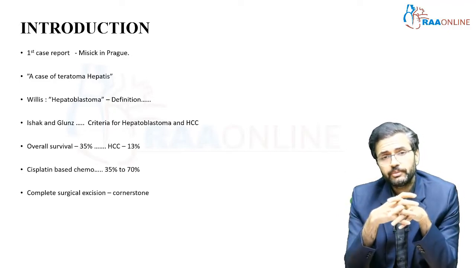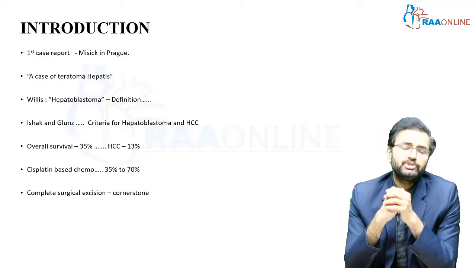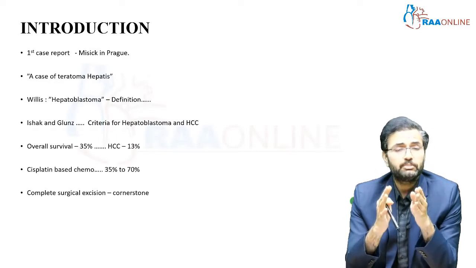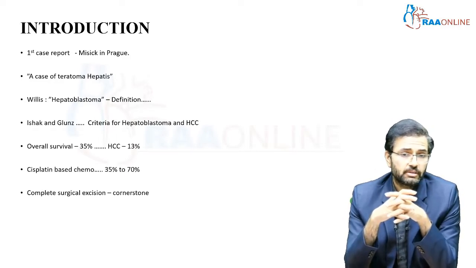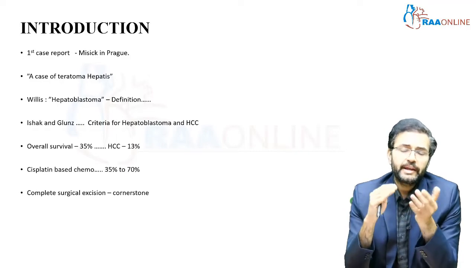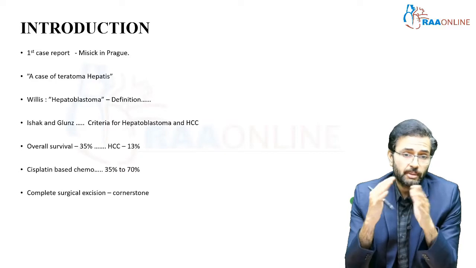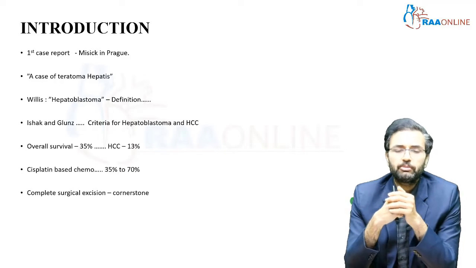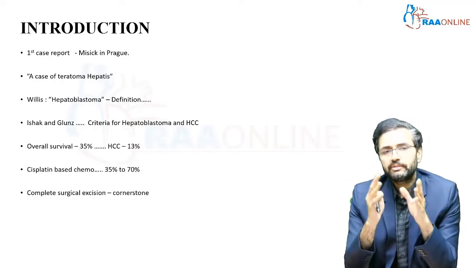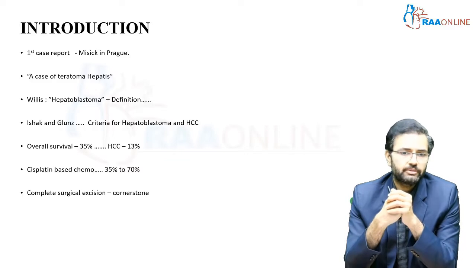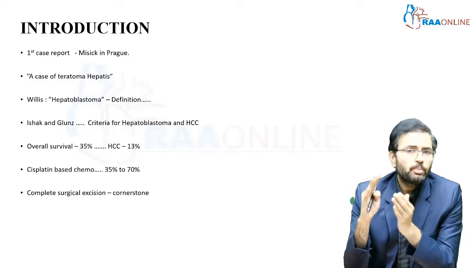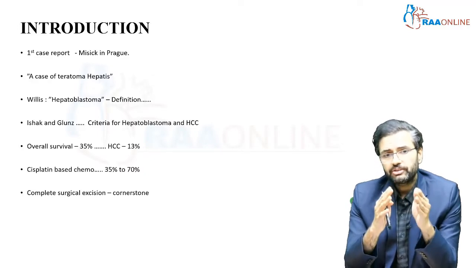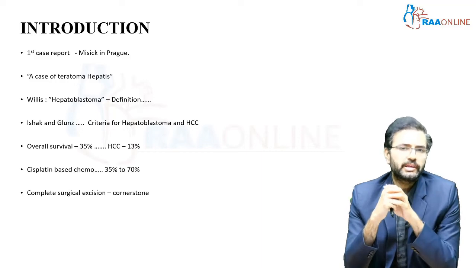What proved to be a game changer in the management of malignant liver tumors was the introduction of cisplatin-based chemotherapy way back in the 1980s. With the introduction of cisplatin-based chemotherapy, survival rate jumped from 35 to 70%. On refining the dosages of chemotherapy, especially cisplatin and even doxorubicin, the survival rate subsequently jumped up to 80%. But there is only so much that chemotherapy can do in malignant liver tumors. Complete surgical excision is a cornerstone in the treatment of malignant liver tumors.